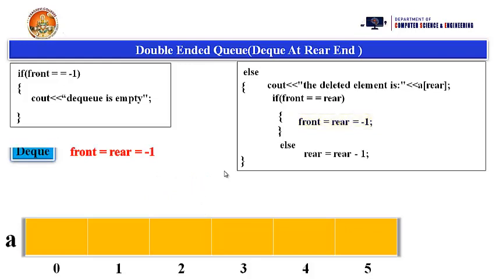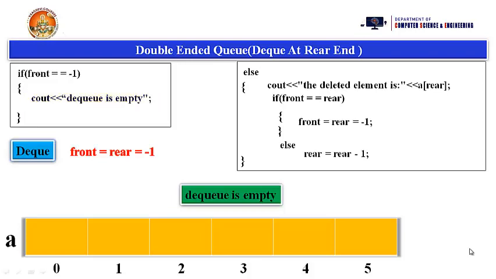Now suppose I want to dequeue the element. Check the condition. If front equal -1, yes, now front equal -1. Why? Because the queue is empty. Now we need to print the statement, because the condition is satisfied: "dequeue is empty". So like this, we can dequeue the element at rear end.